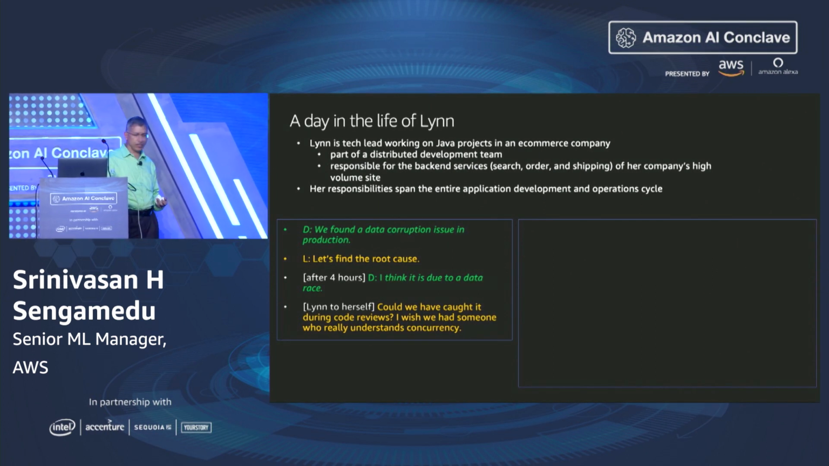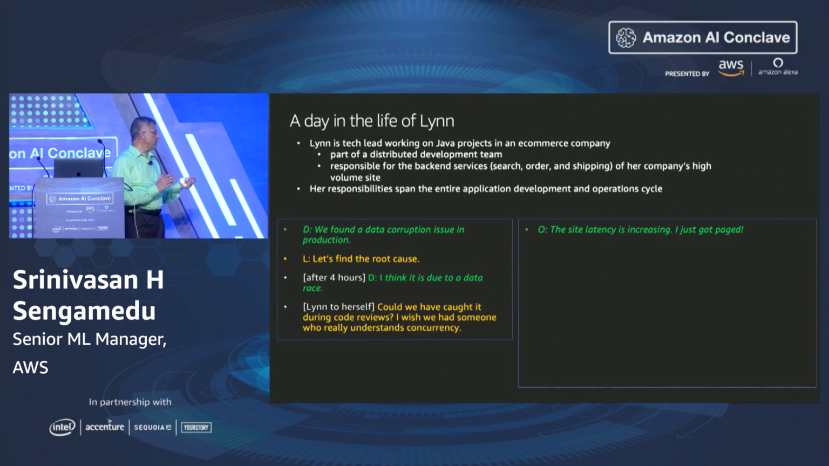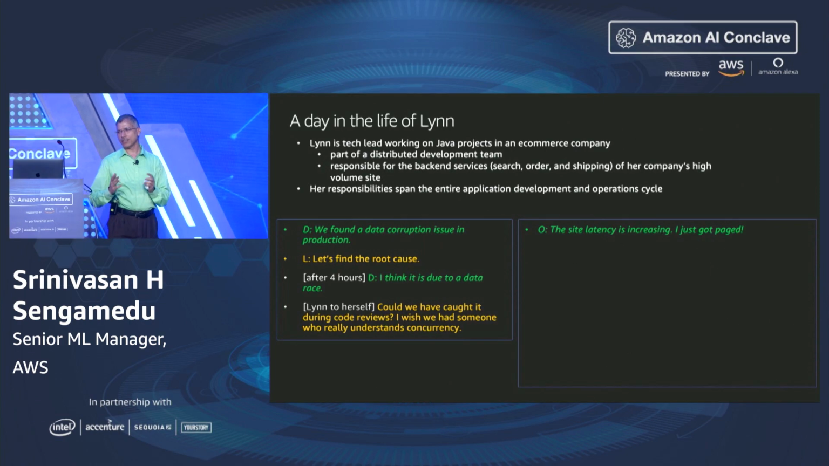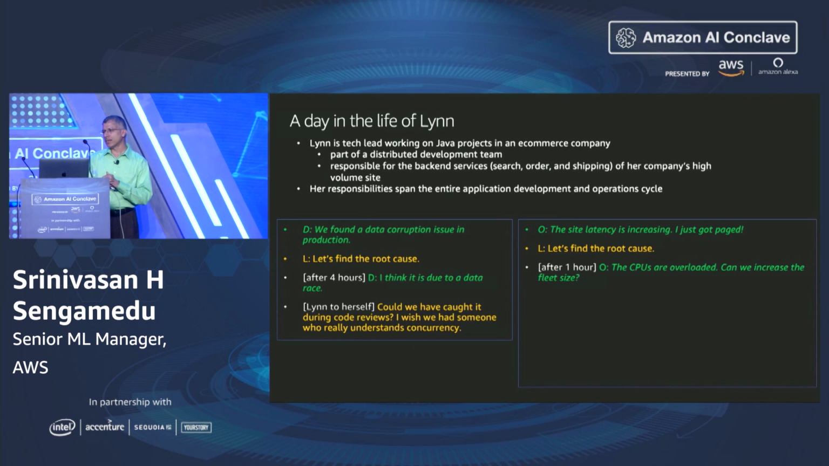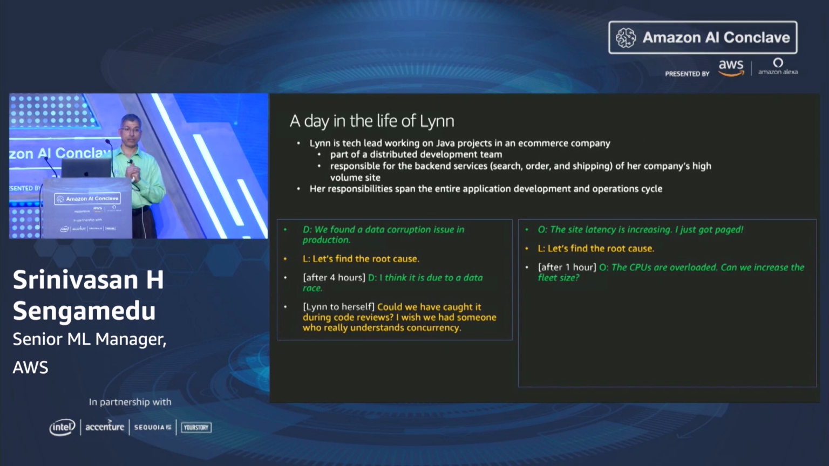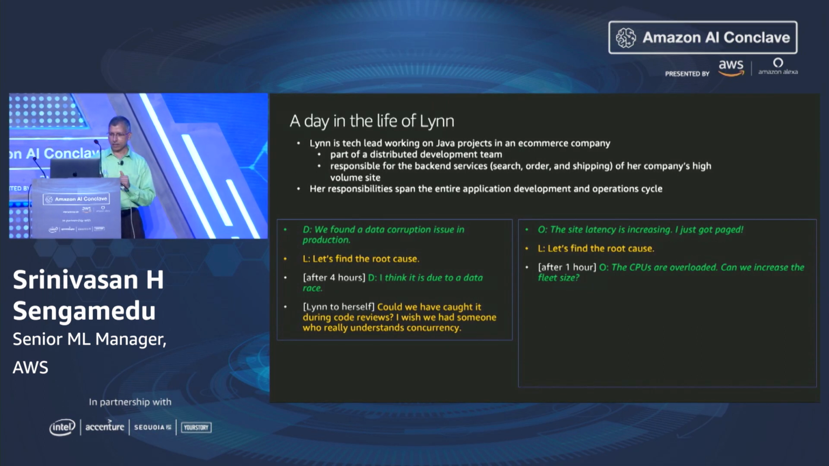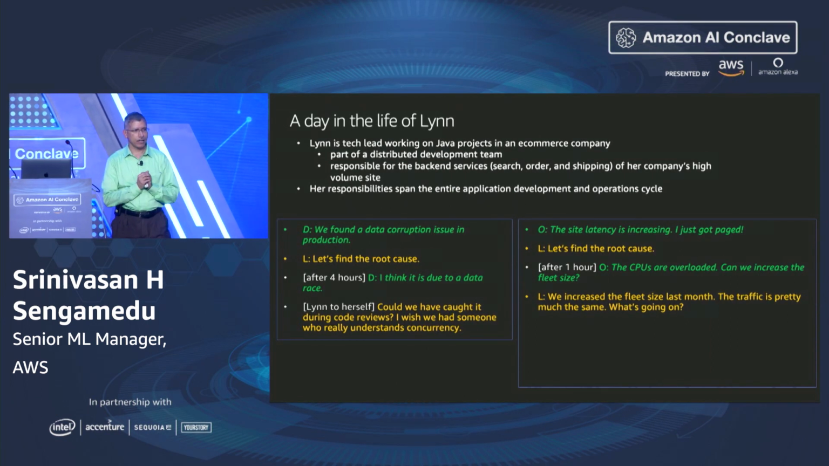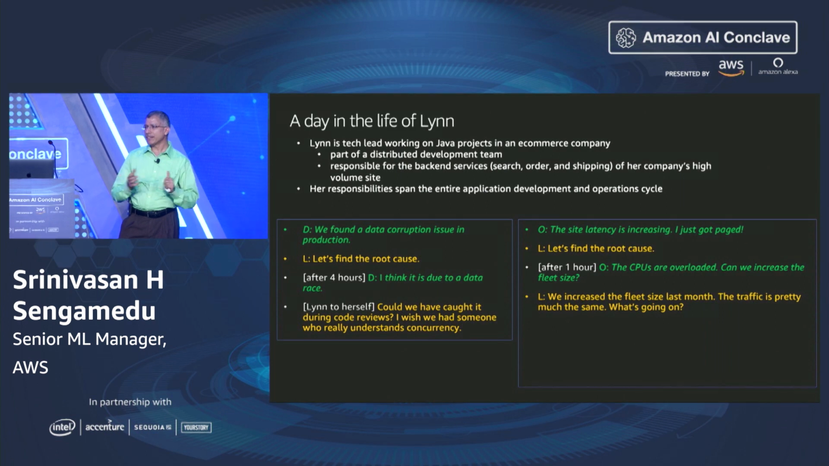In the second interaction, the on-call comes running and says the site latency is increasing. I just got paged, and again, this is a serious issue. So Lynn says, okay, go figure out what's going on. After an hour, the on-call comes and says the CPUs are overloaded, and I think we have to increase our fleet sizes. And Lynn says, wait a minute, we just increased the fleet sizes a month back, and the traffic hasn't really increased. So what's really going on?